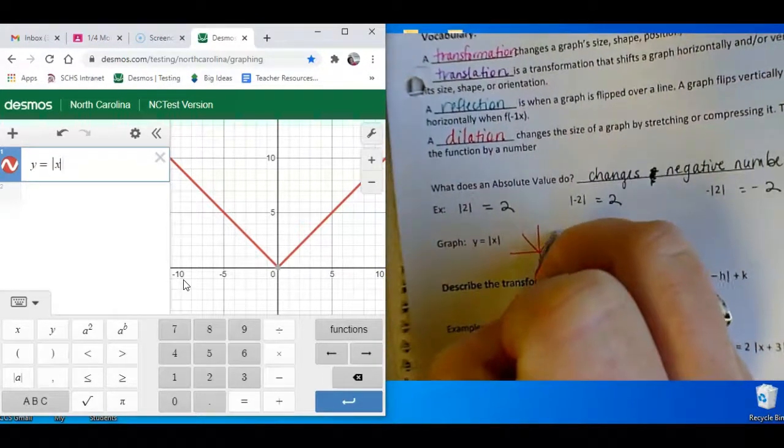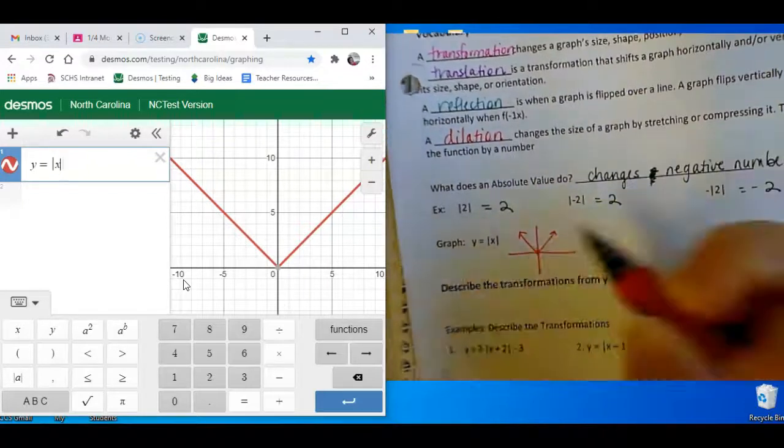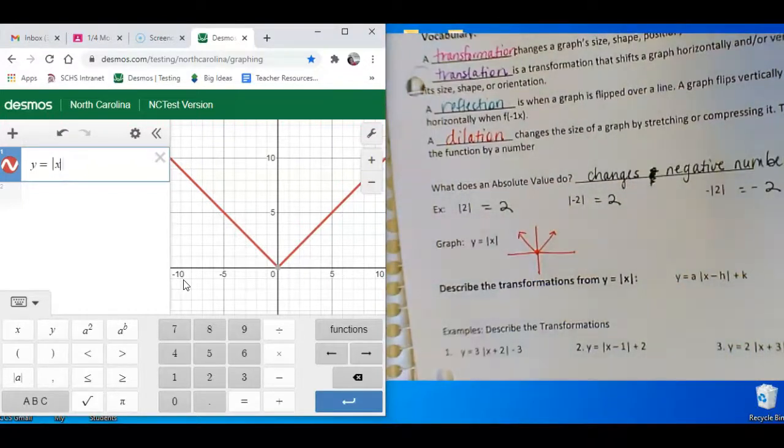And it's centered right there at (0, 0). That's the important part. It's really, really important that you know what that graph looks like, because what we're going to be doing is moving that graph around. We're going to take that graph and move it to the right and the left and the up and the down and flip it and all those kinds of things.